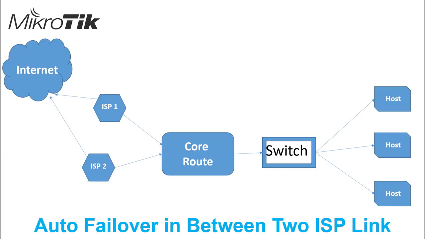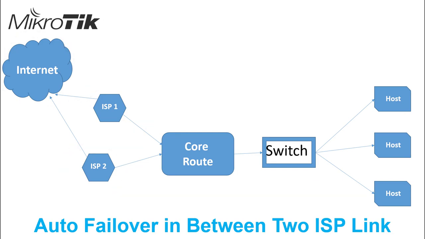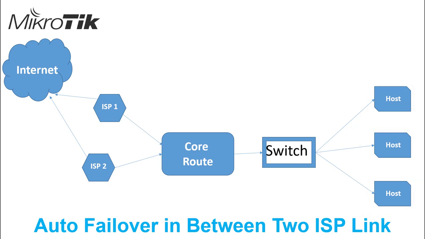We can see the picture where there is the internet and two ISPs connected to this core router with two different interfaces, and on the LAN side we can see the switch, and from the switch the hosts are connected. When one ISP link goes down, it will route internet traffic automatically through the next available ISP configured in the route distance option. Route failover for MikroTik routes.